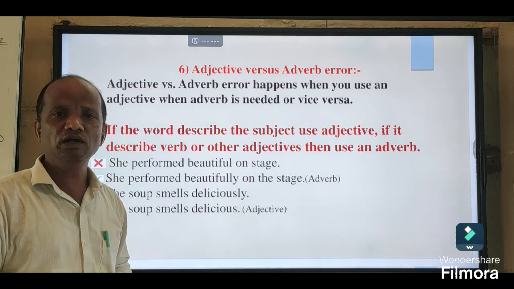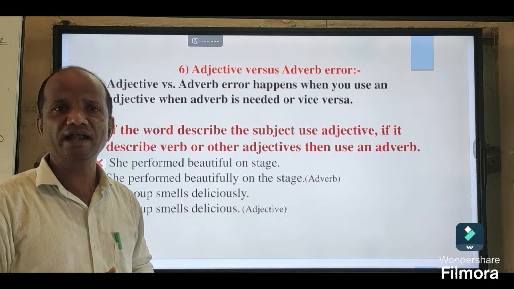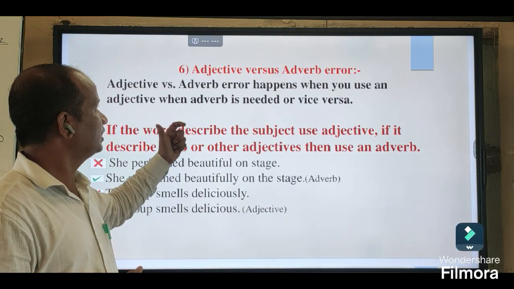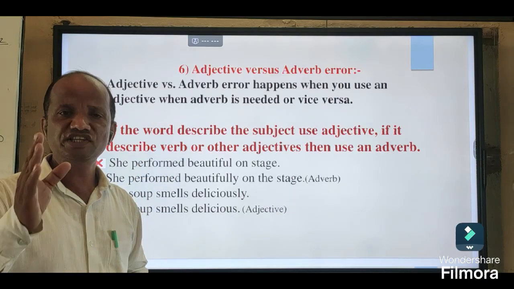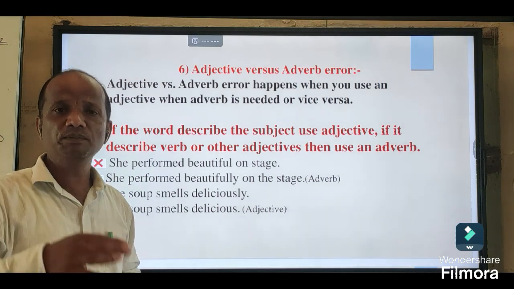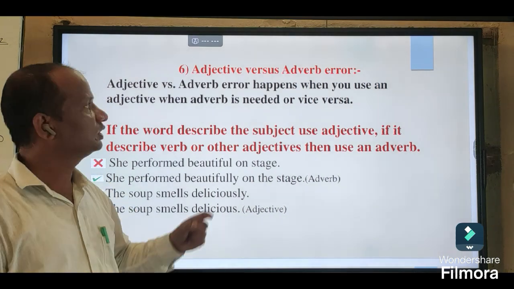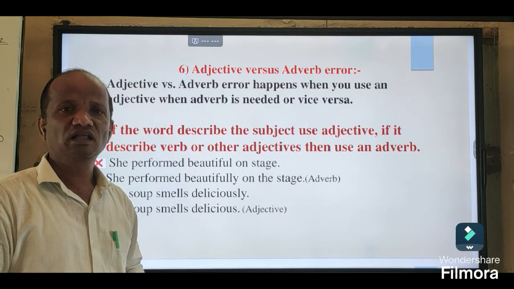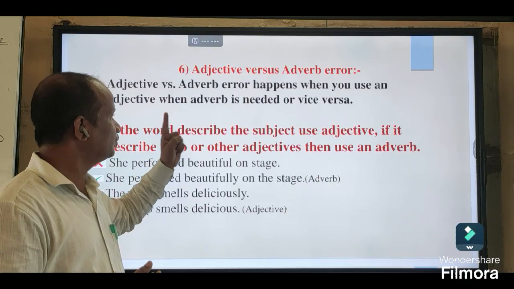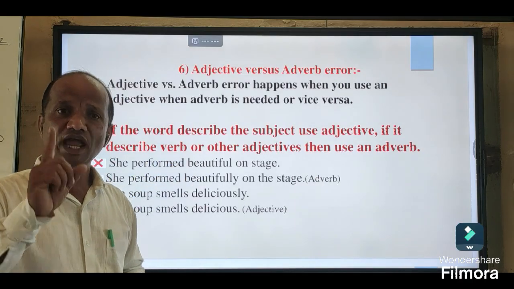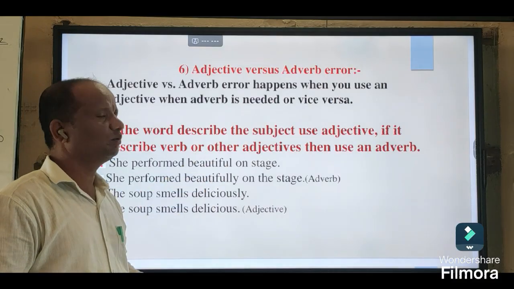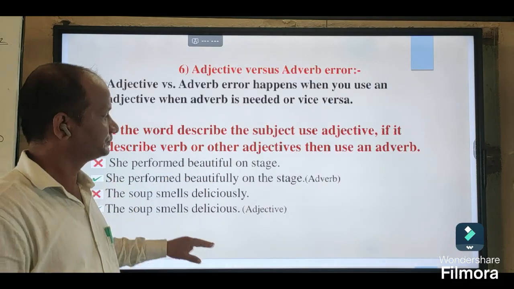So here we have understood that the adjective adverb error occurs when we use them wrongly. When an adjective is required, that time we use an adverb. If an adverb is required, when we use an adjective, that time this error occurs. And to avoid this error, first of all, we have to understand that when we are describing a subject, we have to use an adjective. And to describe a verb or adjective, we have to use an adverb.